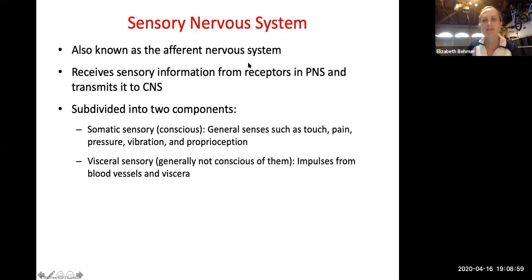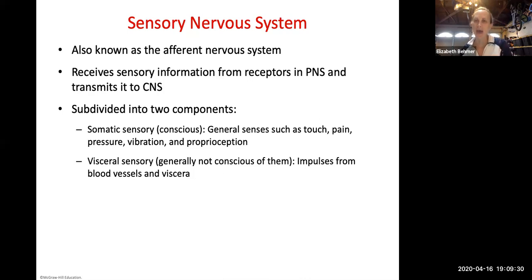The sensory nervous system then, this is your answer to number 4. It's also known as the afferent nervous system. So your sensory nervous system, we also call it the afferent, starting with an A. It receives sensory information from the receptors in your peripheral nervous system and then transmits them to the central nervous system. We divide it into 2 components, somatic sensory and visceral sensory.